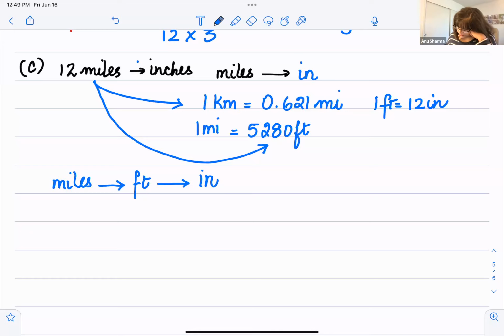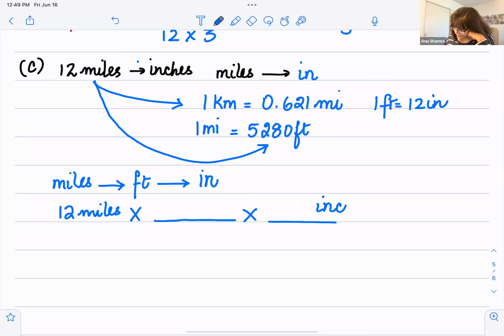All right, so 12 miles times. Okay, we need the inches, you put the inches on the top. Miles, as we said, first you have to convert them to feet, so feet goes on the top. You need to get rid of the miles, so this mile goes at the bottom. So this is how you set up the problem, like this.